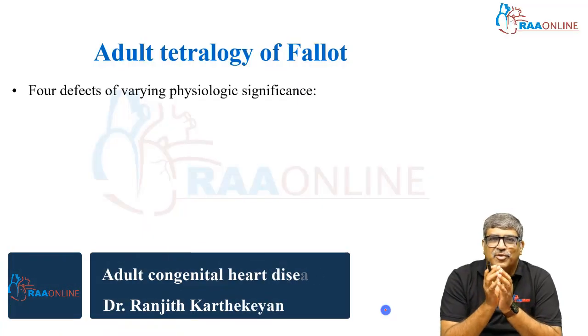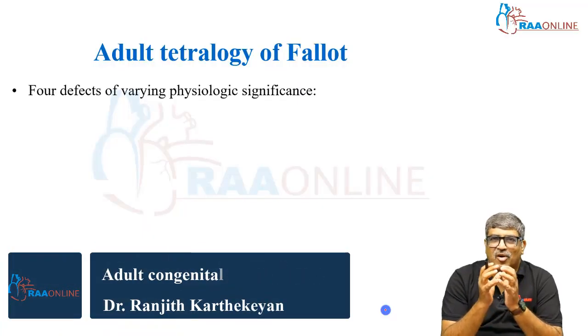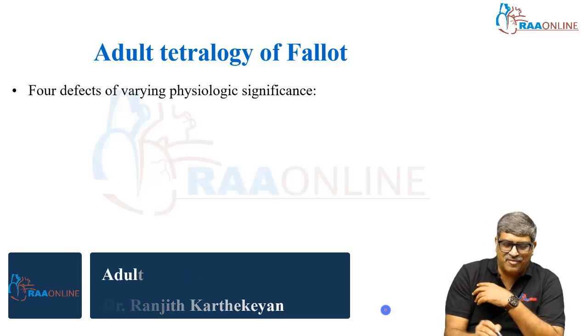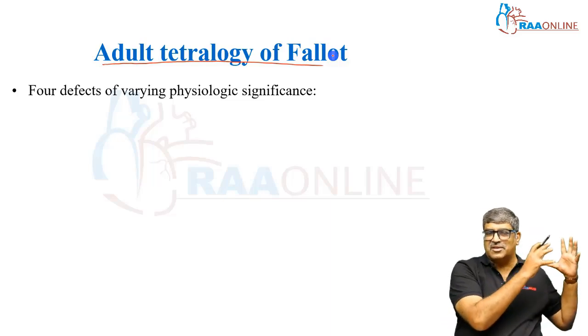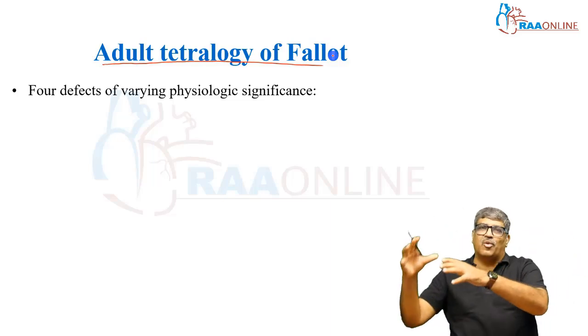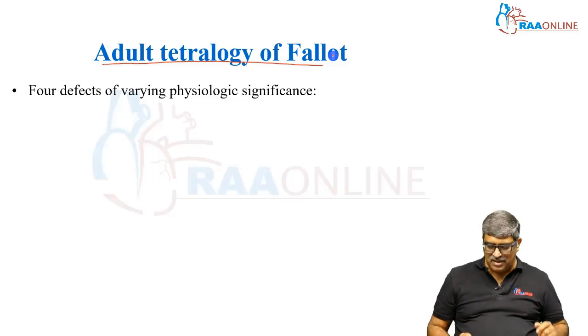Now coming to a few conditions which can progress to the adult stage. The first and foremost is adult tetralogy of Fallot, tetralogy of Fallot which was diagnosed in childhood. Now what happens in the adult stages?